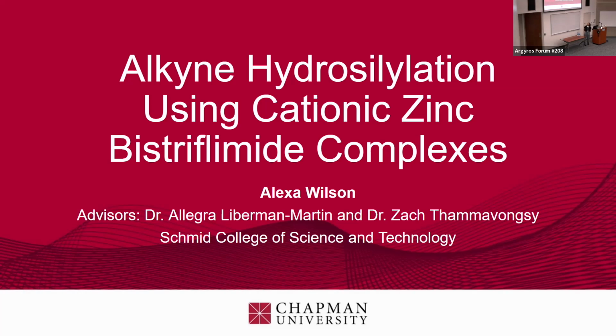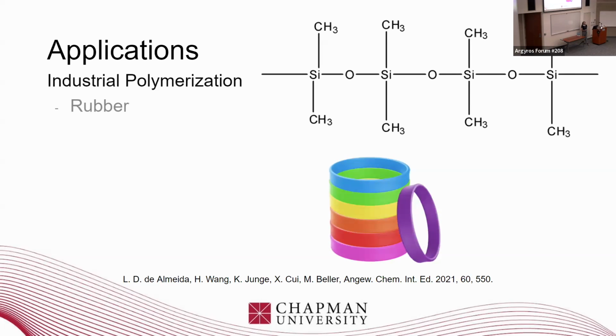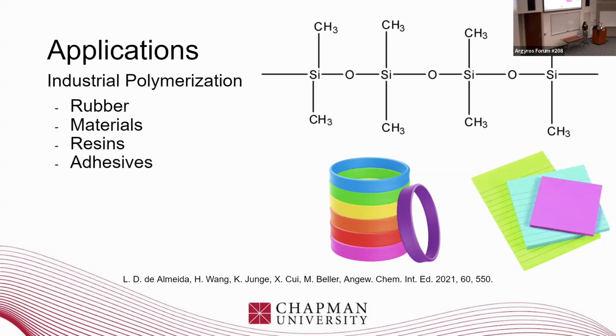All right, so today I will be presenting on alkyne hydrosilylation using cationic zinc triflimide complexes, which is a mouthful. So silicon is the second most abundant earth element, second to carbon, and it is used in products every single day that we all use. And they're developed through catalytic hydrosilylation to make silicon polymers, such as this one. Some of these products include rubber wristbands. It's in materials such as glasses and plastics, in resins that strengthen paints and clays, and in adhesives like on the back of sticky notes.